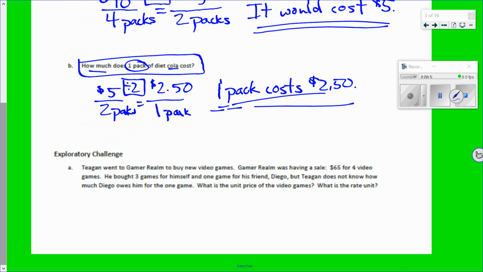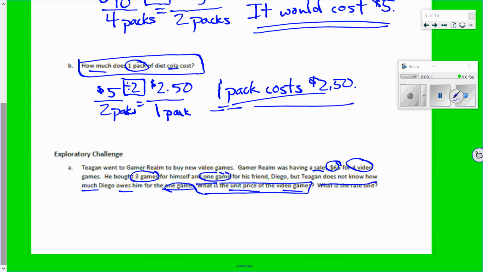So let's look at another one. Tegan went to Gamer Realm to buy new video games. The Gamer Realm was having a sale: $65 for 4 video games. He bought 3 games for himself and 1 game for his friend Diego, but Tegan does not know how much Diego owes him for the 1 game. What is the unit price of the video games? In other words, what does that 1 game he gave his friend cost?